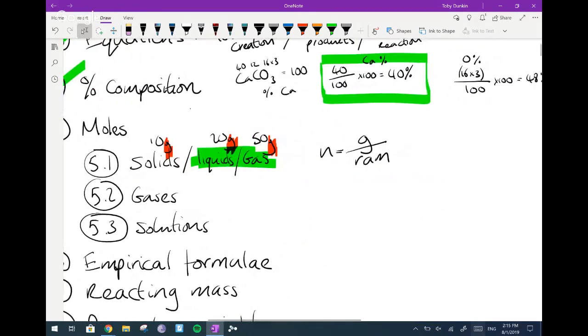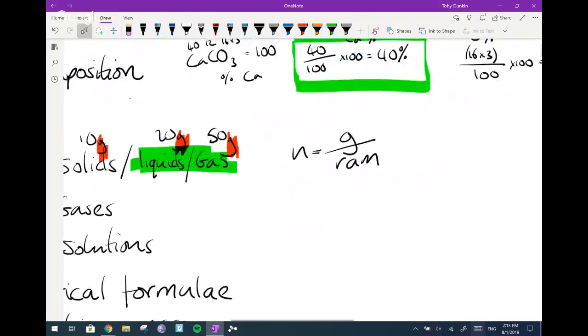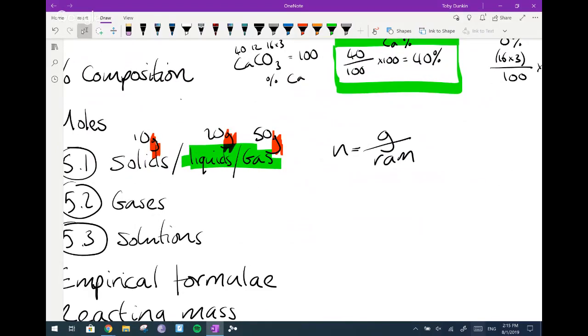So we've got anything where they're provided with mass. I like to teach grams over grams. Some people prefer mass equals Mr times mole as a rearrangement. I don't particularly like it so much because it doesn't have moles as the subject of the formula. But grams over grams is the way I teach this. So there's our first equation.